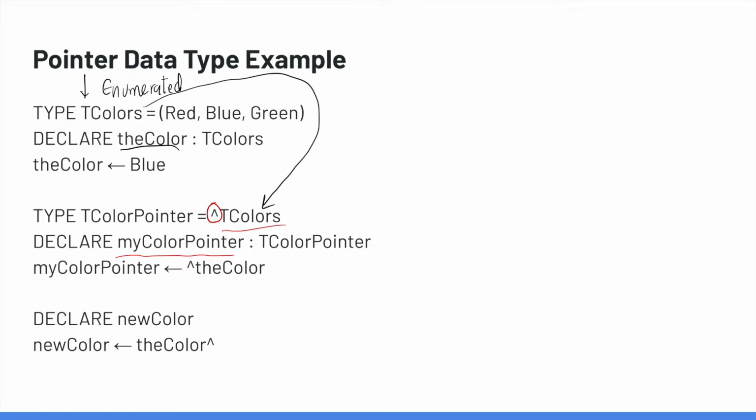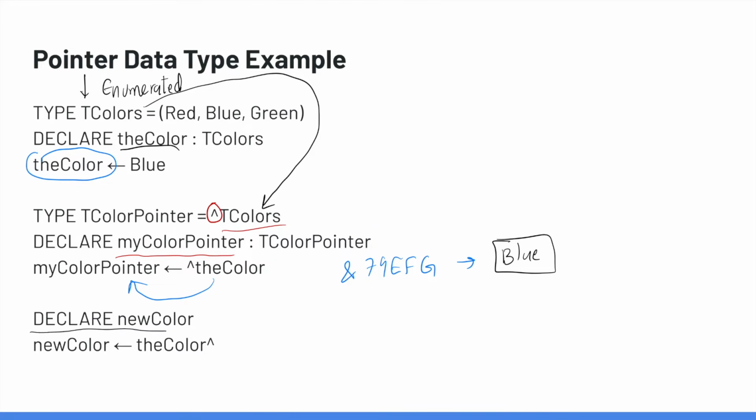And here, we're going to take the address of this dcolor, and we're going to store it in my color pointer. So now my color pointer is at 79EFG, and this address corresponds to blue. But here we created another variable called new color, and this should probably be of tcolor's data type. And we want to make new color equal to blue.